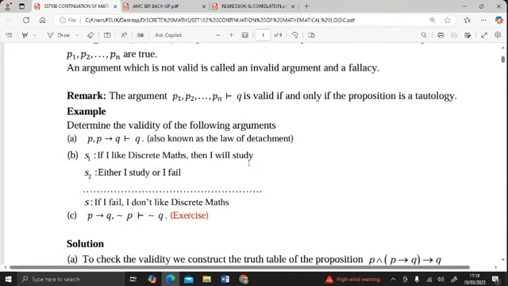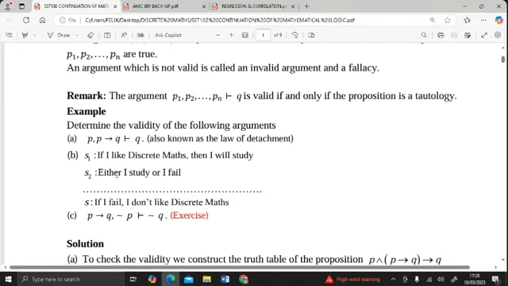Now, what happens if we come across problems given in words instead of symbols? You see, we've used the symbols here. How do we have an argument presented in words? This is how it is presented. This is the premise. This is what we call a premise. If I like discrete maths, then I will study. S2, this is the second premise. Either I study or I fail.